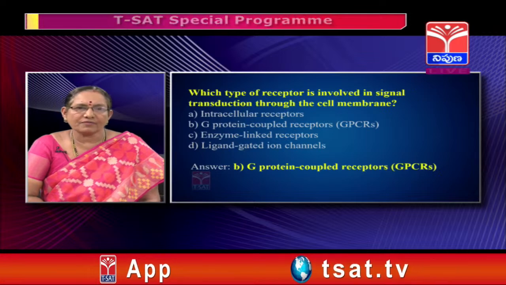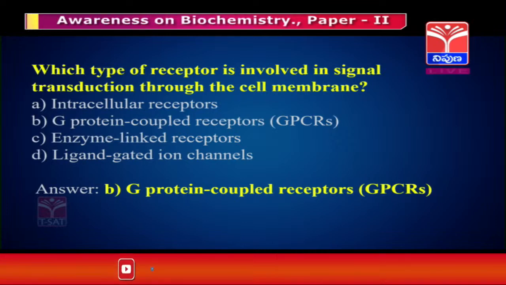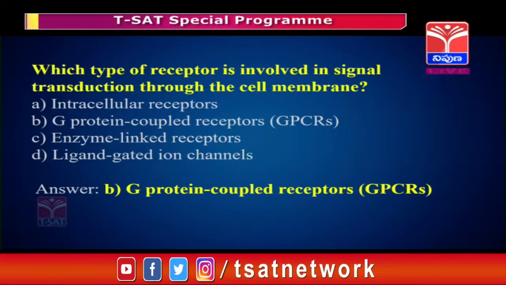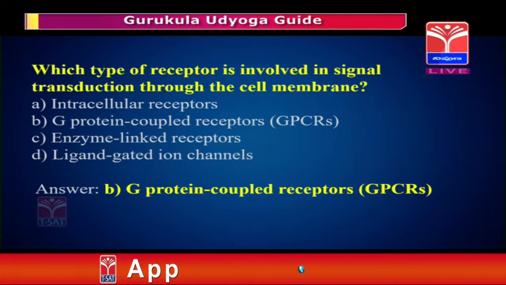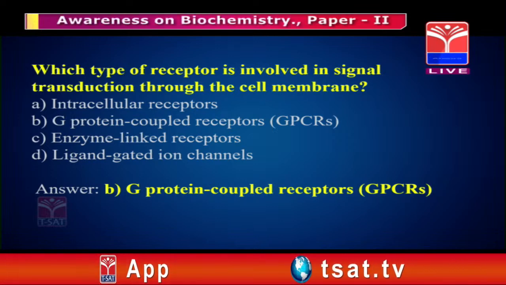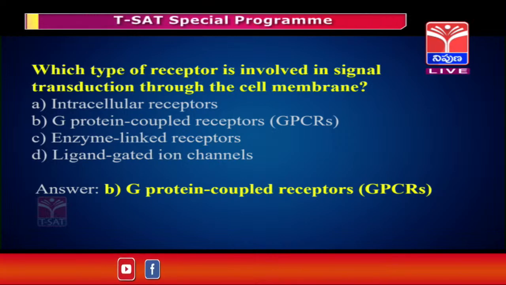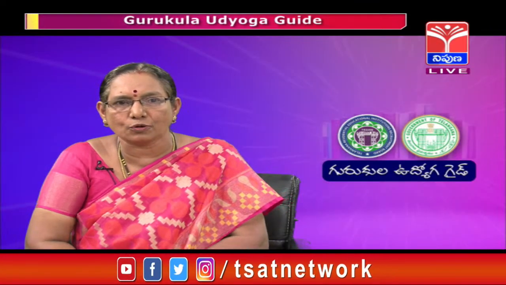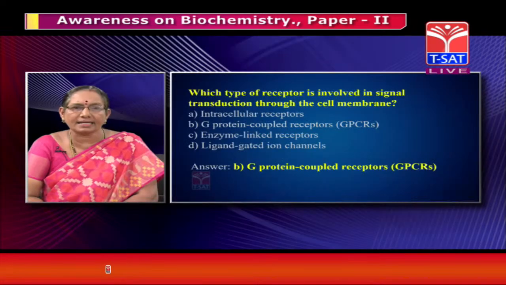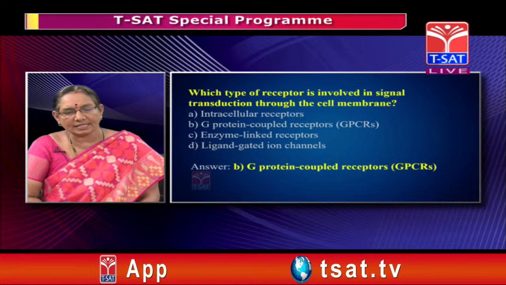Now the second question will be, which type of receptor is involved in signal transduction through the cell membrane? All your peptide hormones have receptors on the membrane. So GPCRs only can catch these signals or messages from the hormones, and they can interact and send the message. So the right answer will be GPCR here. Intracellular receptors are for steroid hormones, and enzyme linked receptors or ligand gated ion channels cannot take these messages. So the answer is very clear, it is GPCRs.